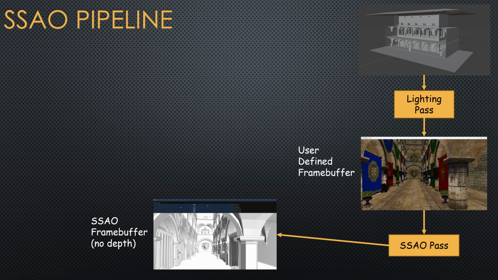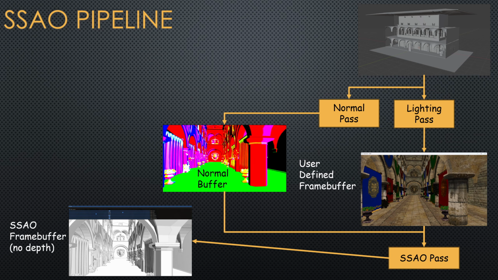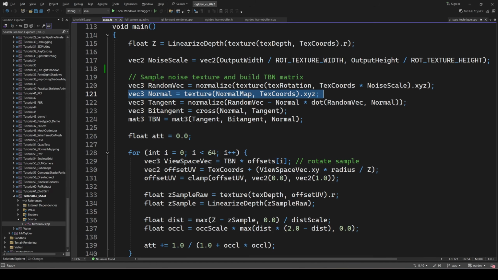Since I'm not doing deferred rendering, I had to add a normal pass which only transforms the normal vector and writes it out to its own frame buffer. After the normal pass, this frame buffer contains the normal vectors of the closest pixels, so we can sample from it using the same texture coordinates as we did for sampling the depth buffer.